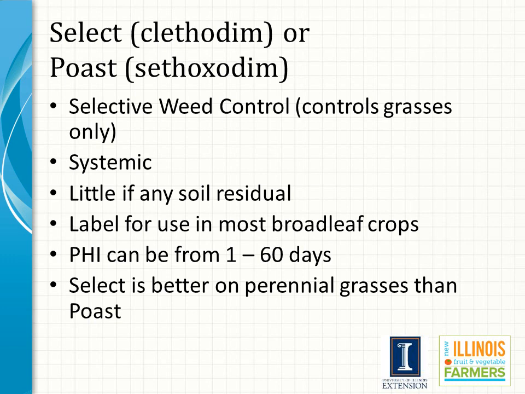Now we have two herbicides which are fairly similar in their activity. Select, which is clethodim, and Post, which is ethoxydim. Both of these are selective herbicides which control only grasses. They are systemic, so they do move from the leaves down to the root system of the plant. They have little, if any, soil residual activity, and they're labeled for use in most broadleaf crops for control of grasses. The pre-harvest interval varies, so make sure you watch. It can be anywhere from 1 to 60 days depending on the crop and the product you're utilizing.